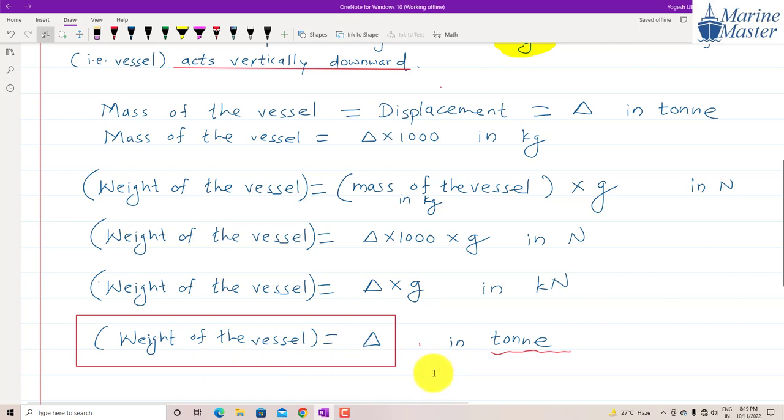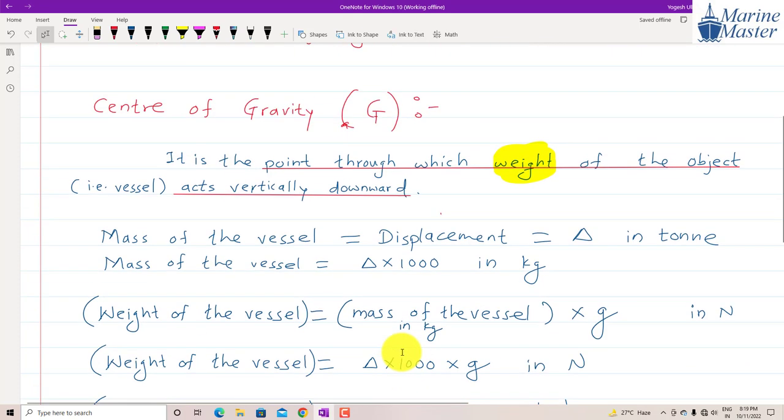So the third meaning of delta is weight of the vessel. And from where will weight act, guys? Weight always acts vertically downward, through the center of gravity. What is meant by center of gravity? Center of gravity is the point through which the weight of the object acts vertically downward. Don't worry, with the help of a drawing I will explain how weight will act. But for now, remember, weight means gravitational force.